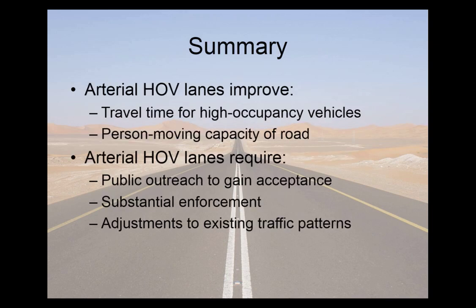Arterial HOV lanes provide benefits for high occupancy vehicles in the form of improved travel time and increase the person-moving capacity of the road. But on the other hand, they require a public outreach campaign by the Department of Transportation or whatever agency is implementing the HOV lane. They require substantial enforcement, and the existing traffic patterns may need to be adjusted to make way for the HOV lane.